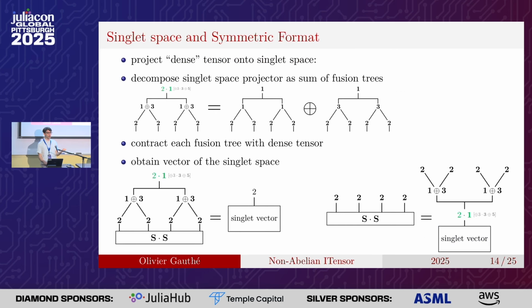I can use this fusion tree to project the tensor I had on the singlet space. So I can define a projector on the singlet space as the sum of all fusion trees that will give me a singlet at the top. And this will define a singlet vector, which I obtain by applying my projector on the singlet space on my dense array. And I can go back and forth between the dense form of my array and the symmetric form where I only store a two-dimensional singlet vector.